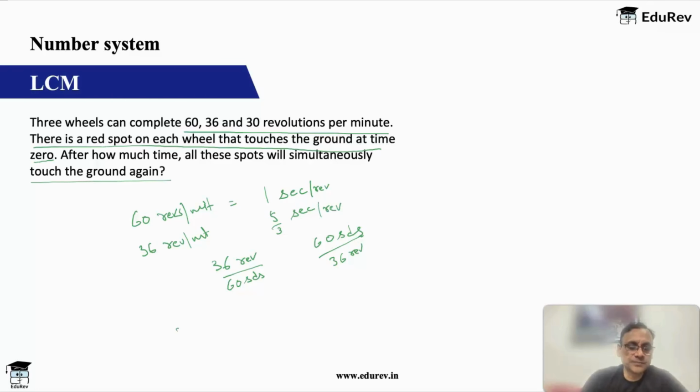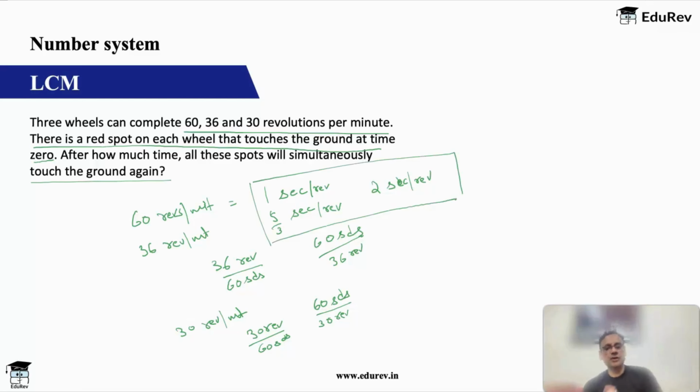And the third case, it does 30 revolutions per minute, which means 30 revolutions in 60 seconds, which is, now you reverse this, 60 seconds for 30 revolutions. That means it is 2 seconds per revolution. Okay, so we have these three values: 1 second per revolution, 5/3 seconds for a revolution, and 2 seconds for a revolution. And when it completes a revolution, then the red spot touches the ground.